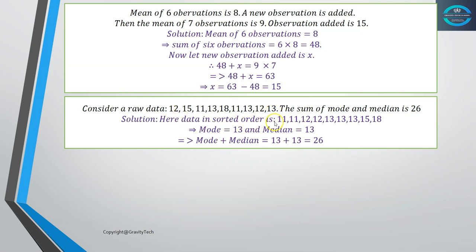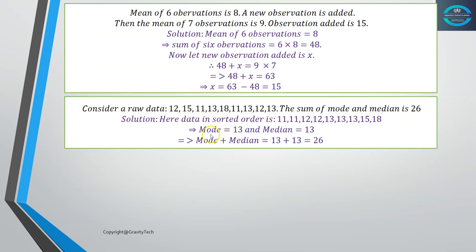Here is the data in sorted order. The very smallest number is 11. How many times does 11 come? It has come 1 and 2, so 11, 11. Then 12. How many times does 12 come? 2 times again, 12, 12. 13, how many times? 1, 2, 3. 13, 13, 13. 15 once and 18 once.